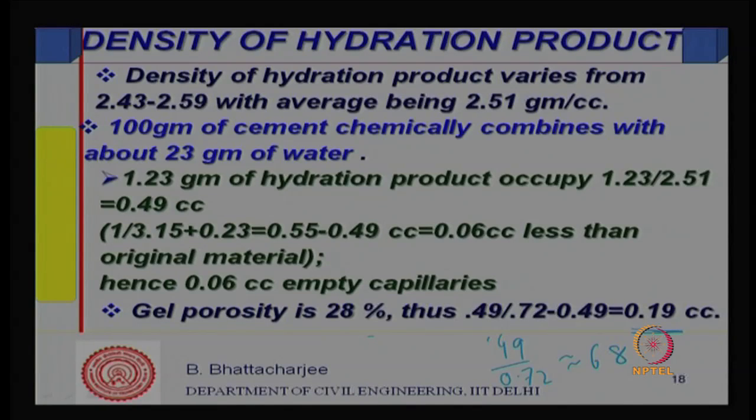So, if I take 1 gram of cement and allow it to hydrate fully, then the solid product of hydration will occupy 0.49 cc, 0.19 cc will be occupied by the gel pores enclosed within this product of hydration, plus you may have a capillary pore space of 0.06 cc, empty capillary sized pores. So, this is what comes from the previous models.